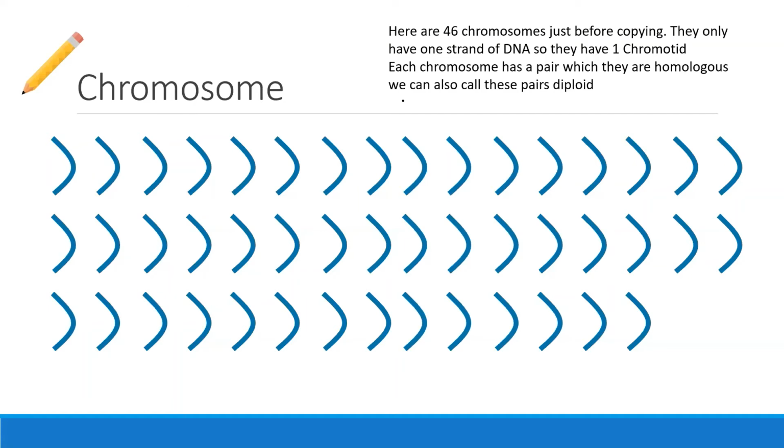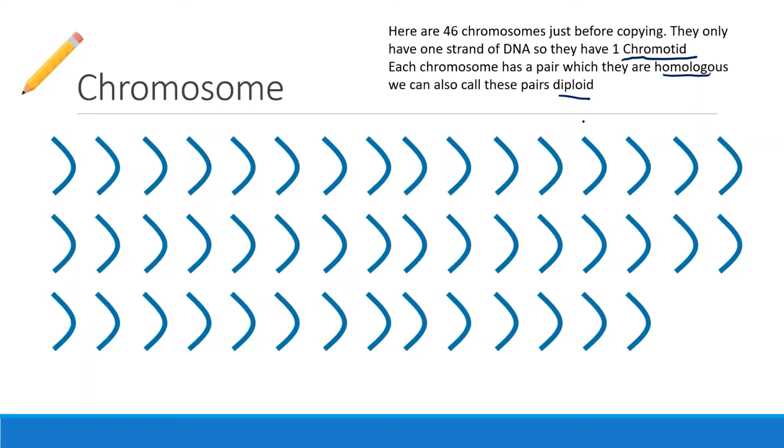First things first, we know there are 46 chromosomes just before copying. They only have one strand of DNA, because that's what DNA is. So what we can actually refer to is they have one chromatid. This is a new word. I'm going to explain what this means in a second, but there's only one chromatid. Now each chromosome has a pair, and we're going to use a word that we've used before, which is homologous. And we can also refer to these as diploids. I'm going to explore what this means in a second.